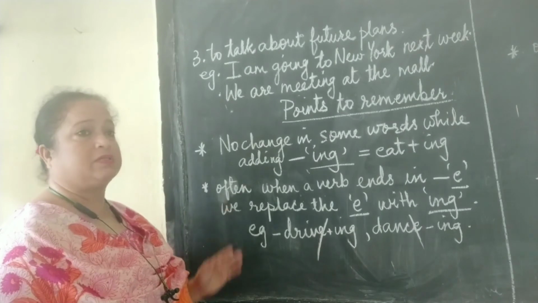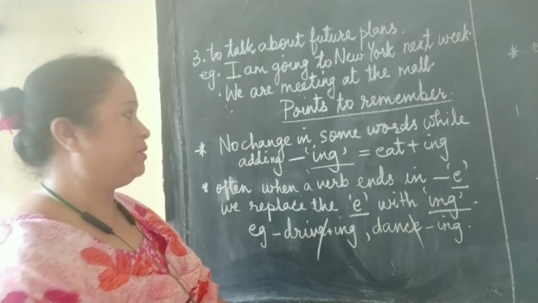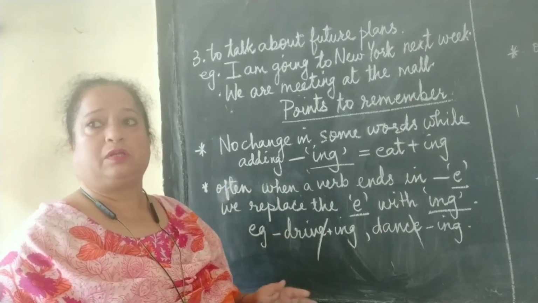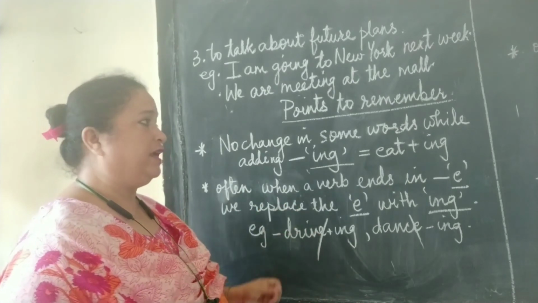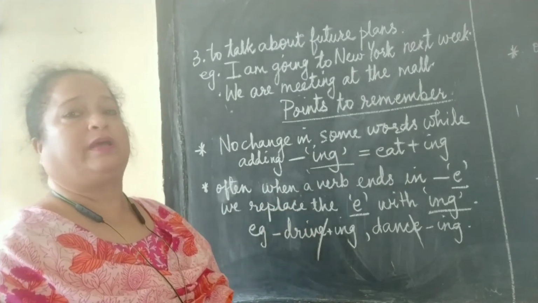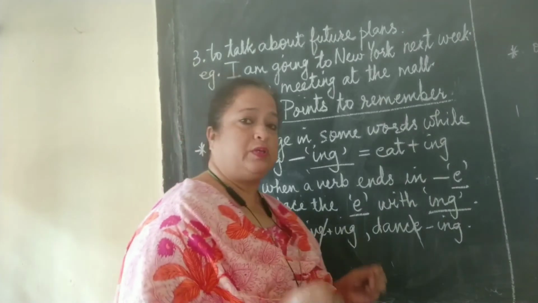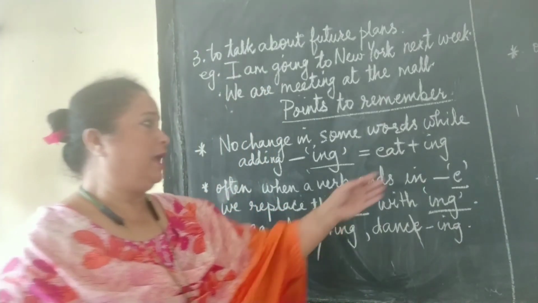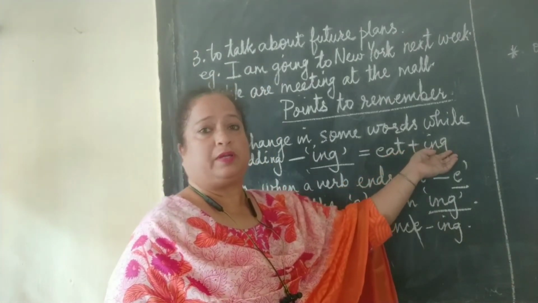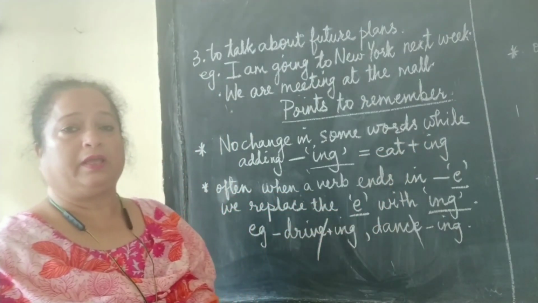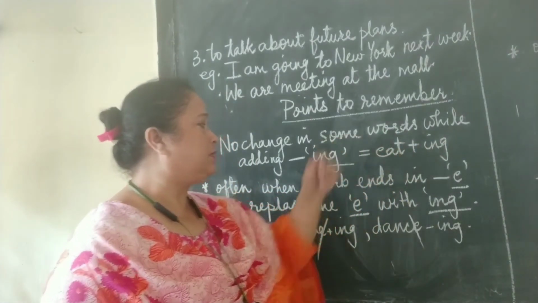Now, let us remember certain things when we are doing this chapter. Some words do not need the removal of any alphabet or the adding of any extra alphabet to it. Instead, we just write the verb as it is and we add the ing form to it. For example, like walking, playing, sleeping, eating.